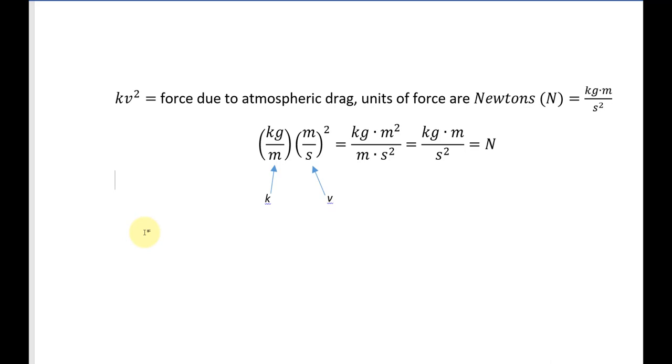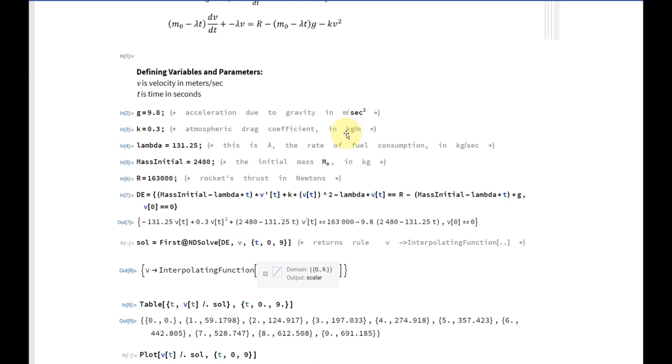I just found a value that's close, that seems to fit the data that I'm going to just take as a constant. So that's where k comes from. That's what k represents. That's why it has units of kilograms per meter. And I found a value of 0.3 works pretty well to fit the data that I see in the game. So there's lambda, 131.25, initial mass 2480, constant thrust at 163,000 newtons.